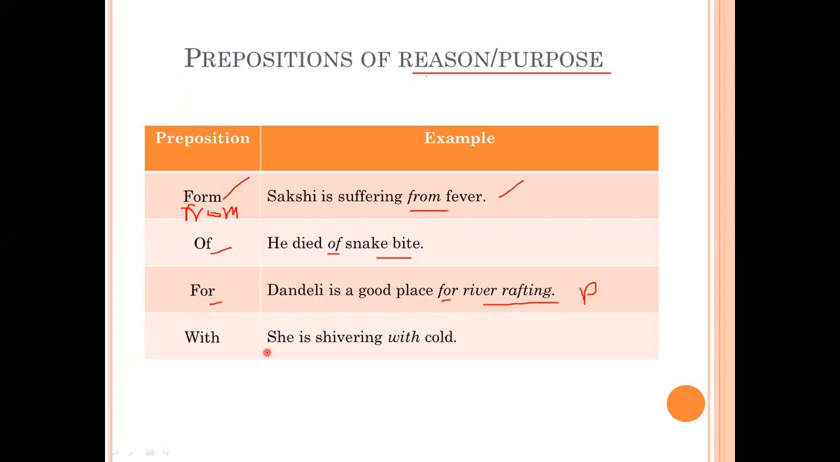Then with: she was shivering with cold. Again you get a reason here. Why is she shivering? Because of cold. Yes, so like this you can relate some prepositions that refer to reason or purpose also.